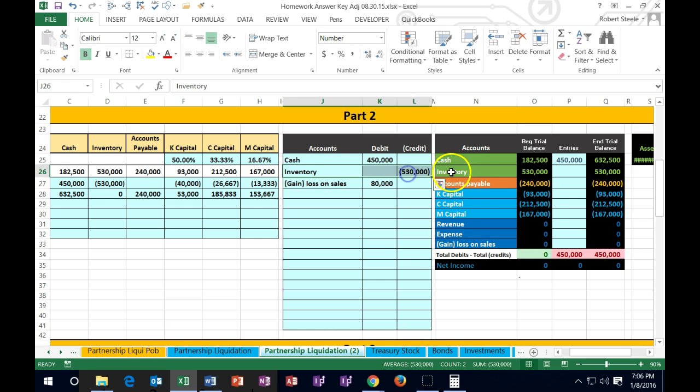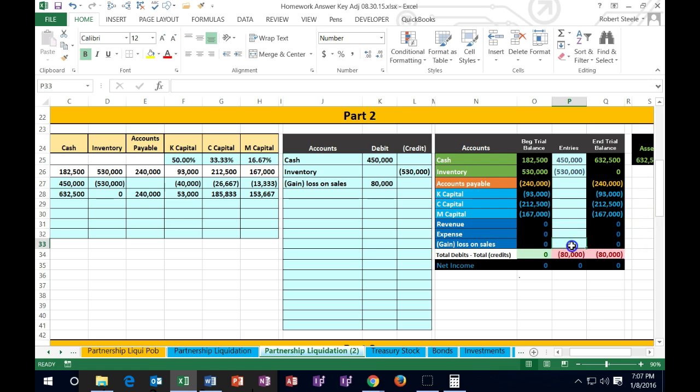We will then go to the inventory. The inventory is right here on the trial balance. We're going to go into the blue area in P26 and say equals. Point to that inventory. What's going to happen to inventory? It's going to go down to 0. So the inventory is now off the books. We have now sold it.